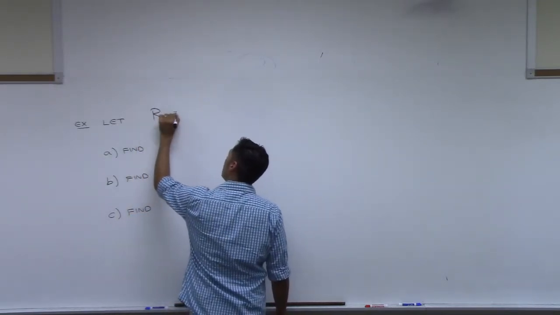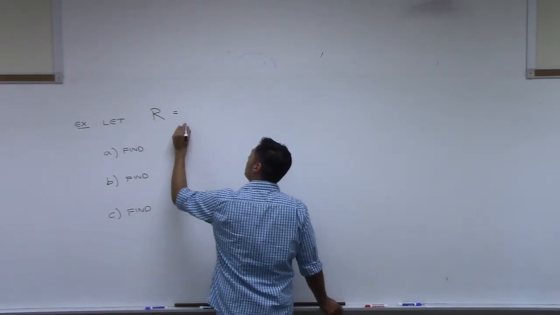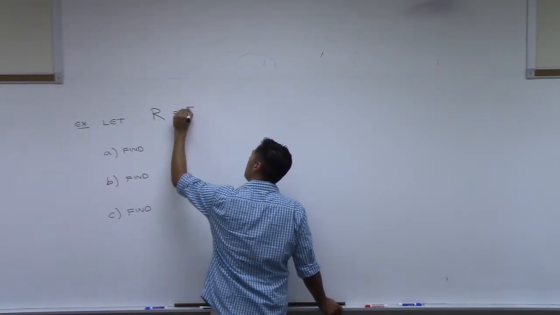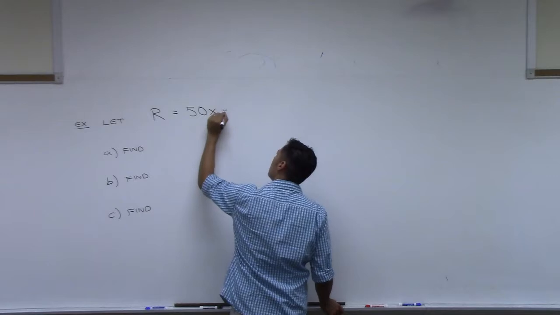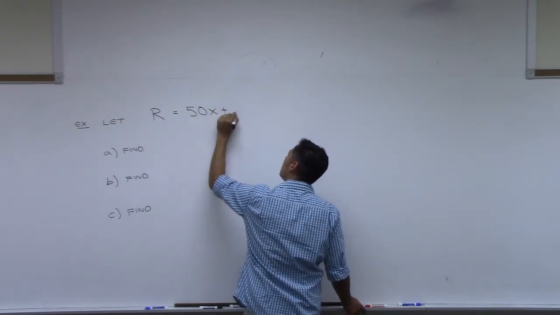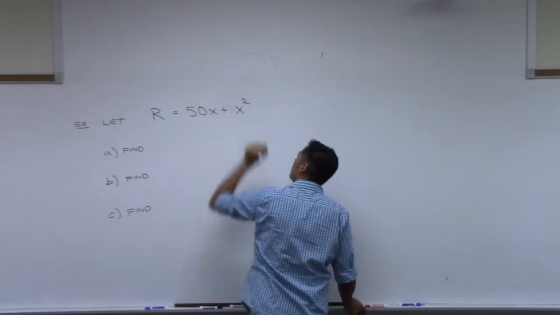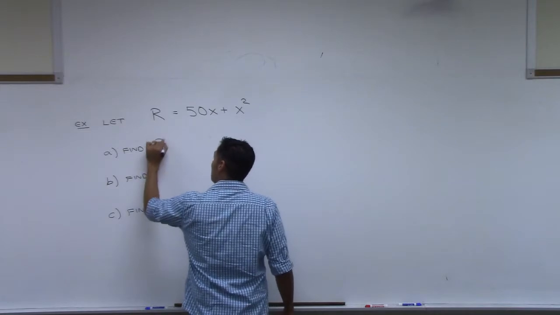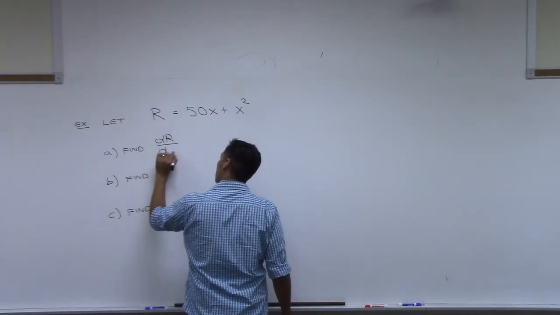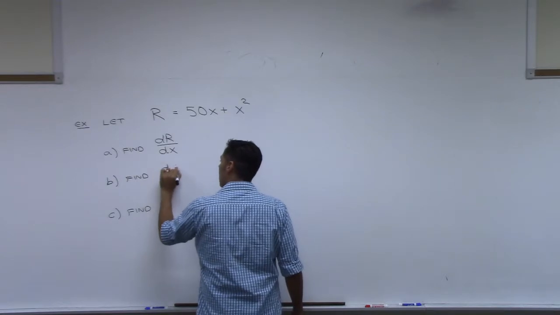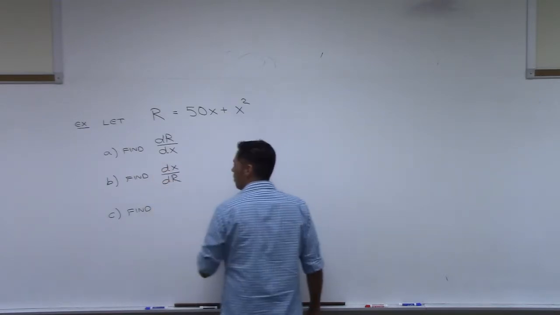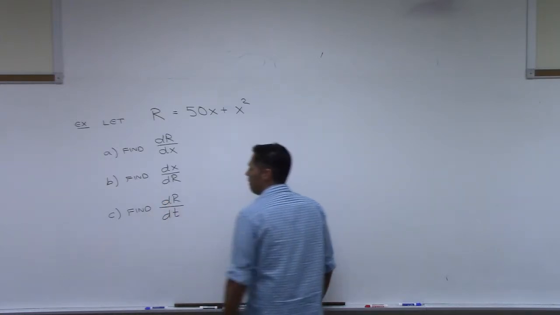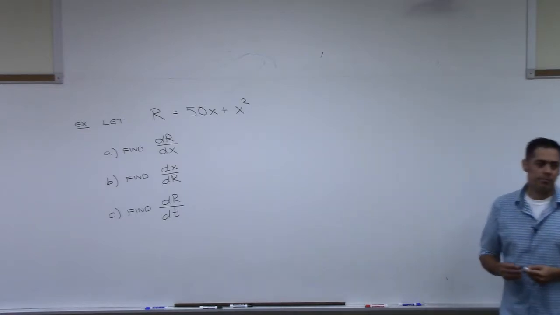Revenue equals $50 x plus x squared. Oh man, this is going to be a disaster. All right, dr dx, I want that. And then I want dx dr, capital R. And then finally I want dr dt.